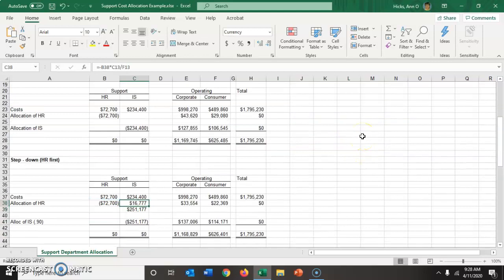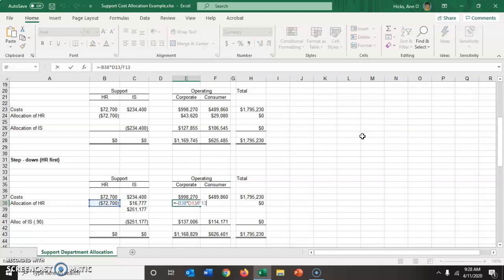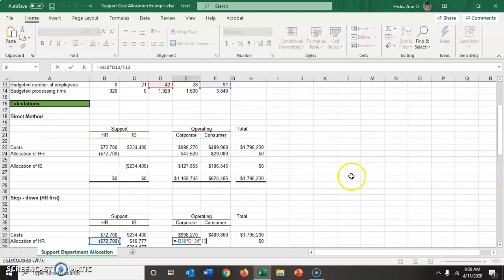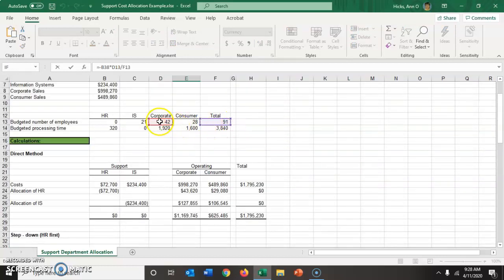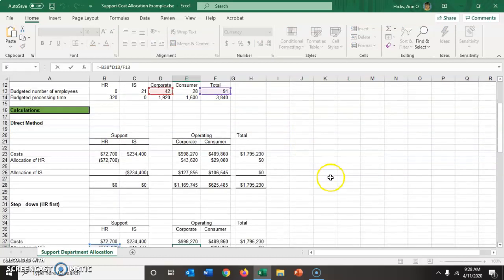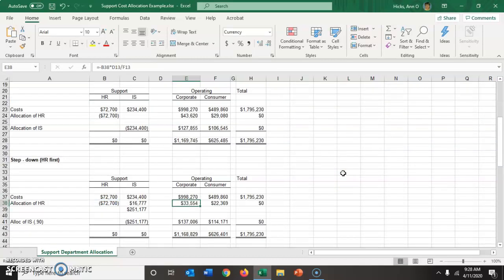Okay, and that results in 16,777 being allocated to information systems. Then we'll do the same thing in corporate, same formula. Denominator is 91, but in this case, the numerator is 42. And we wind up with 33,554 being allocated to corporate.